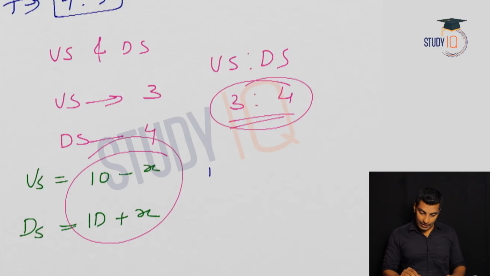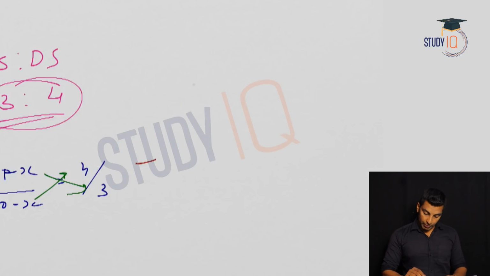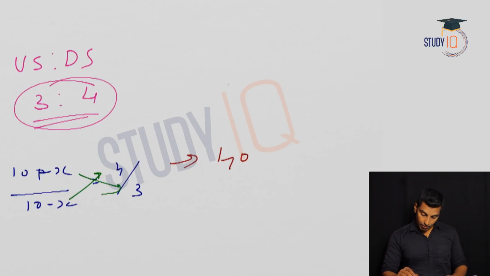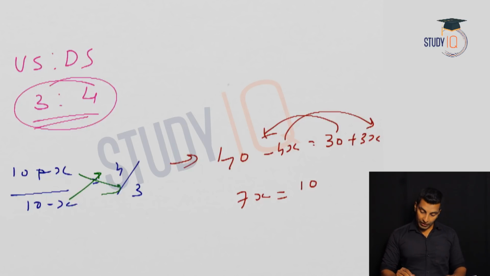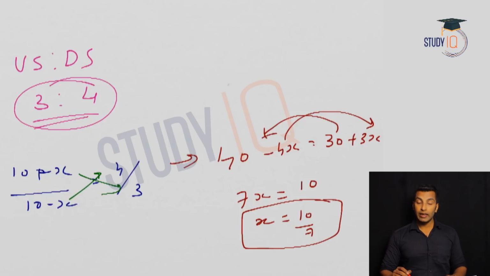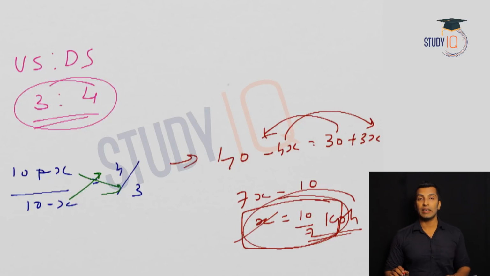So now you can write this as 10 plus x divided by 10 minus x is equal to 4 divided by 3. Now how will you write this? 40 minus 4x is equal to 30 plus 3x, right? So now this 4x will go here, so that will become plus. So you can see 7x is equal to, when 30 comes here, that's minus, that is 10. So x is equal to 10 by 7. So what is the speed of the river? 10 by 7 kilometer per hour. So the speed of the stream is actually 10 by 7 kilometer per hour.